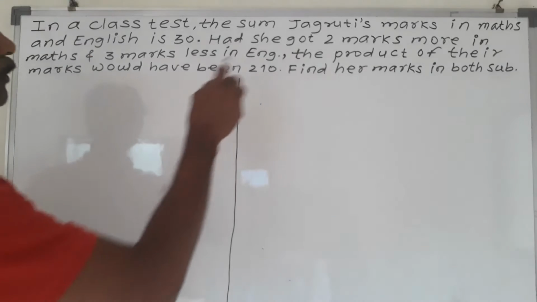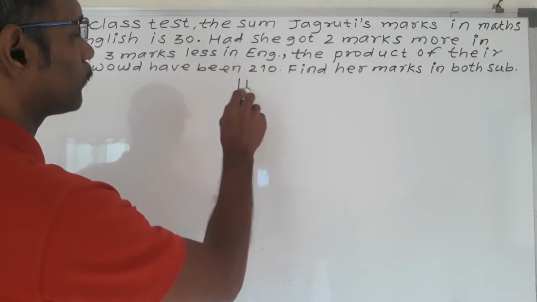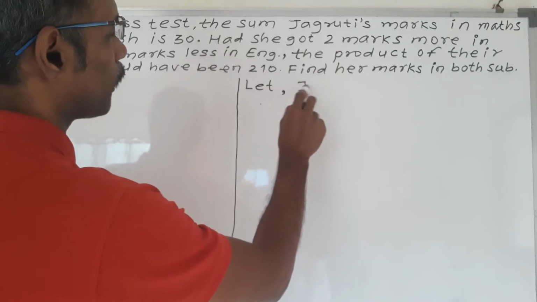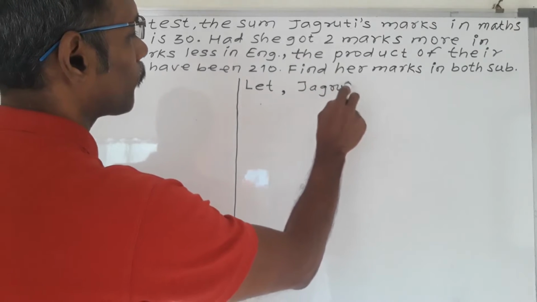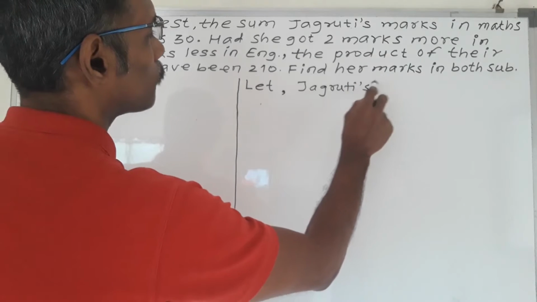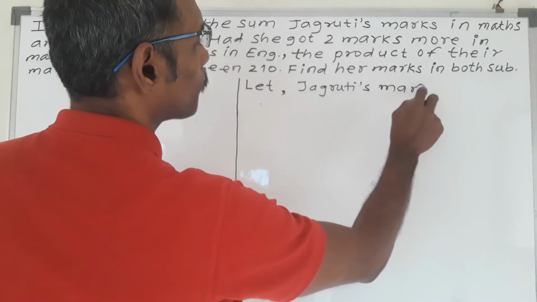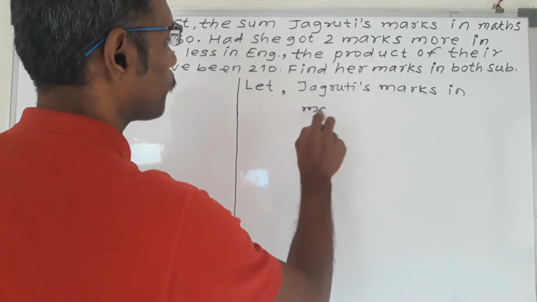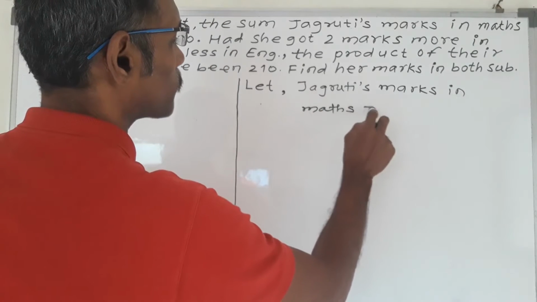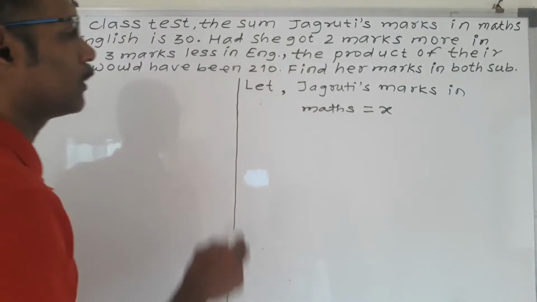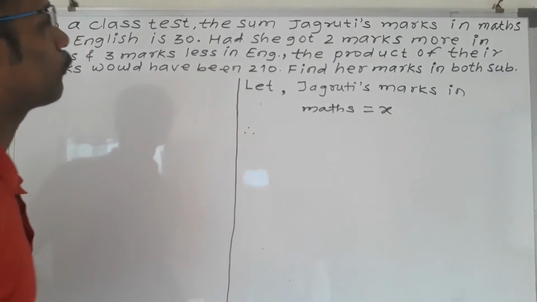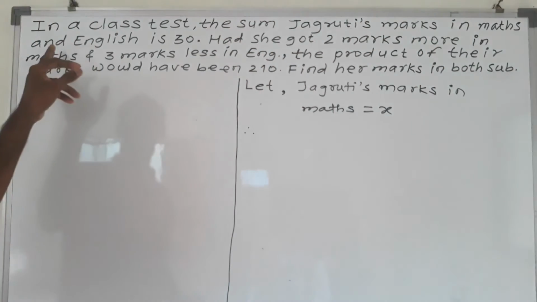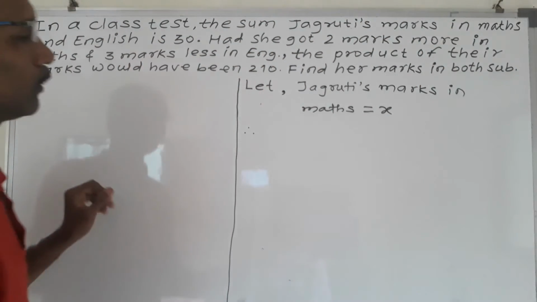Now, first of all, I will write here, let Jagruti's marks in maths is equal to x. Therefore, we have given the sum of the marks in maths and English is 30.